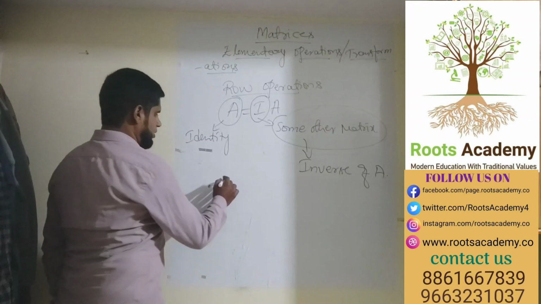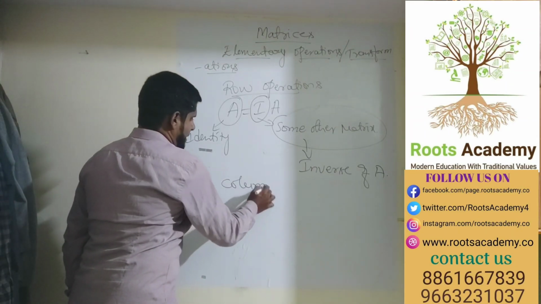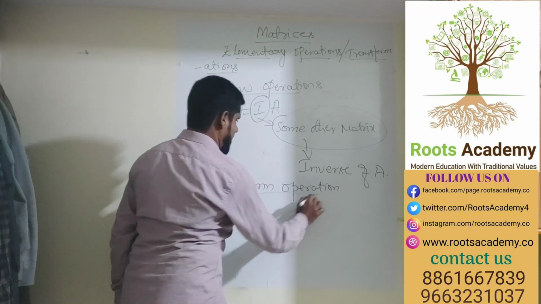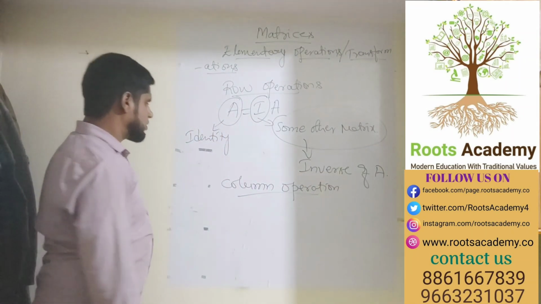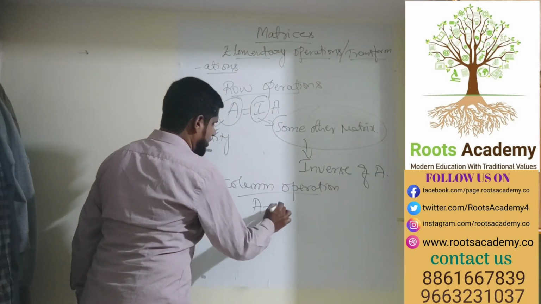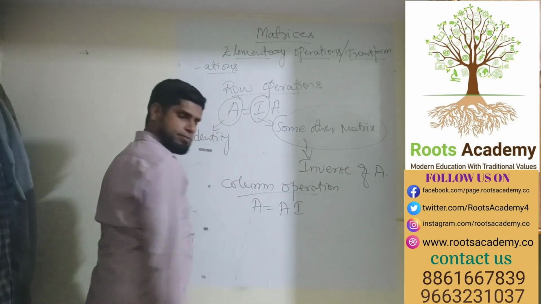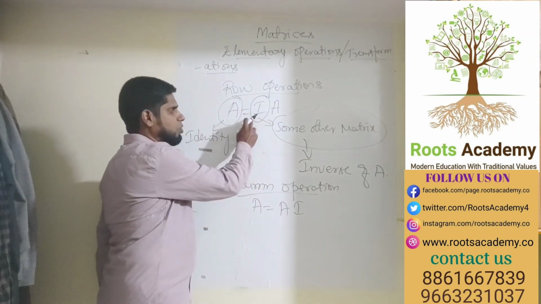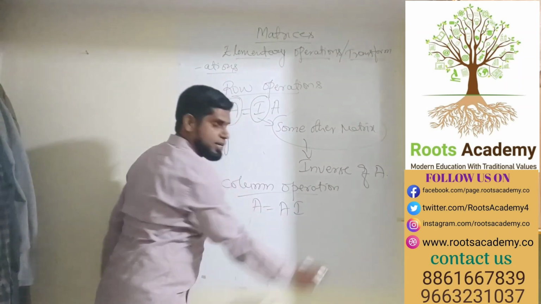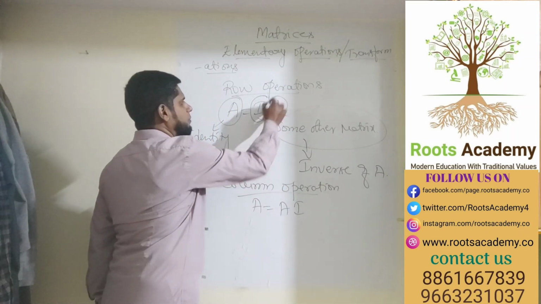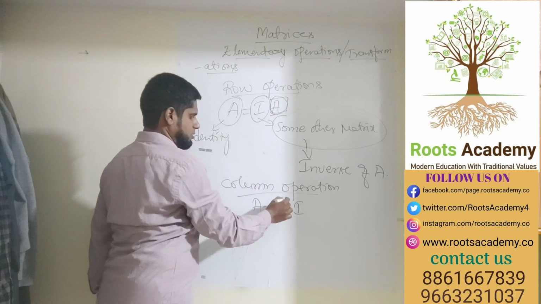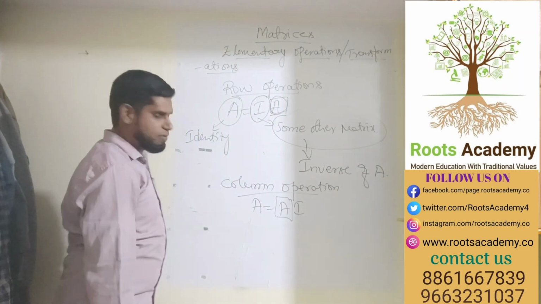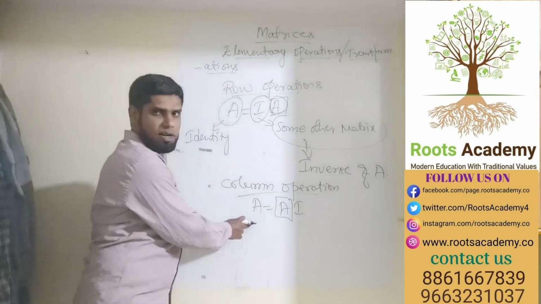The second one is column operation. In column operation, the condition is A equals A into I. So in both cases, row and column operations, on our right hand side we will not substitute the A matrix. We will keep A as it is. We will substitute the A matrix only on our left hand side.